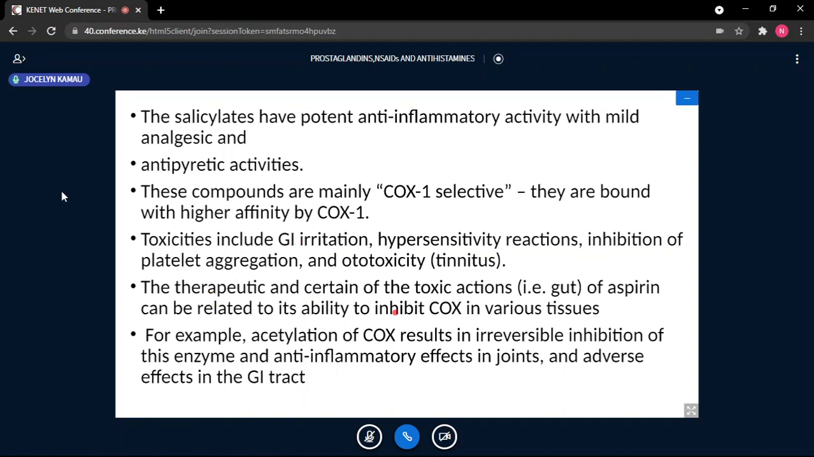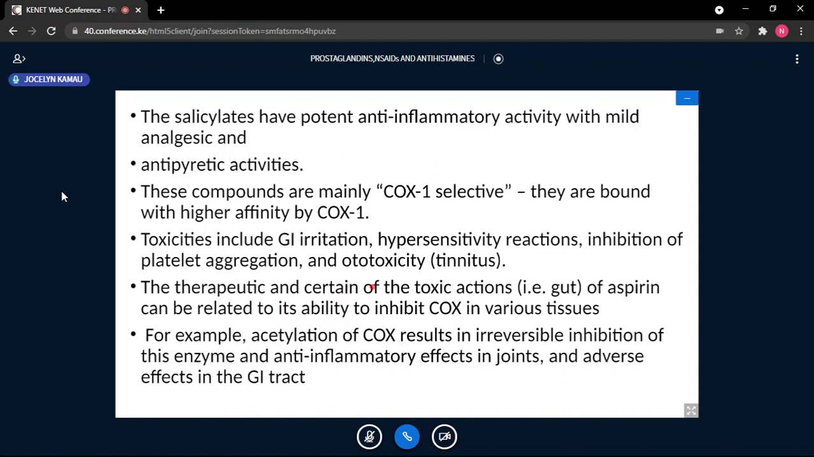The therapeutic and toxic actions in the gut can be related to the ability to bind this. We have already mentioned that the toxicity is because they will bind the constitutive COX-1, therefore blocking the homeostatic effect or activity of the prostaglandins.